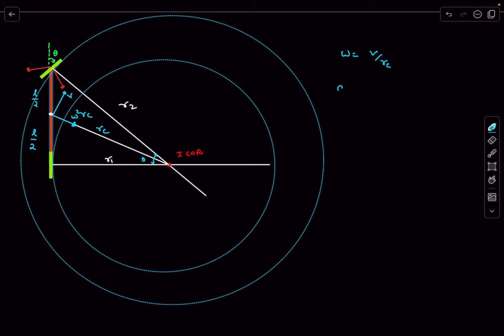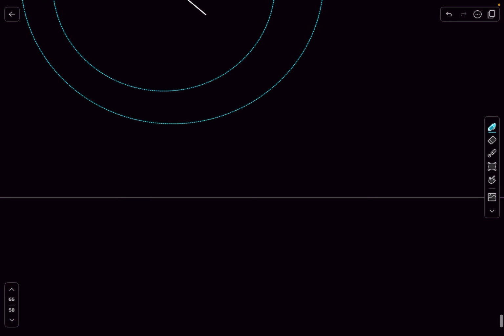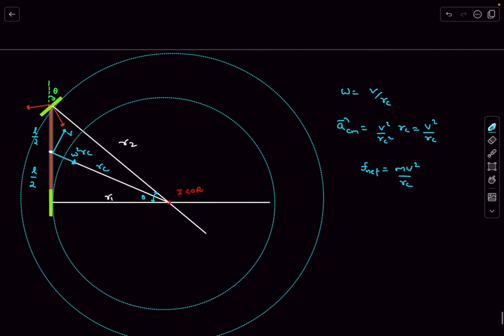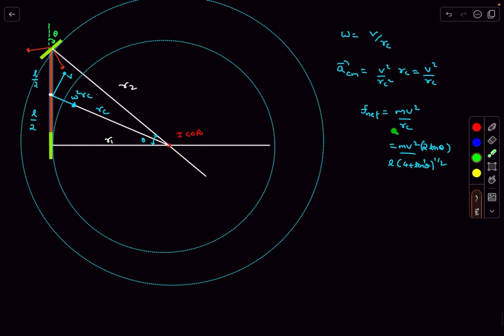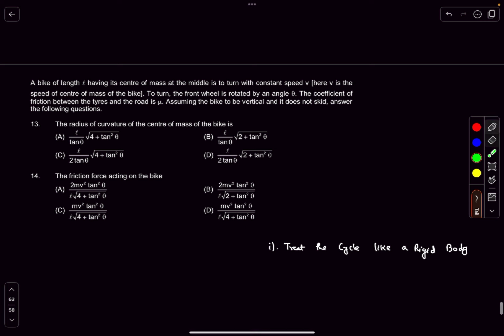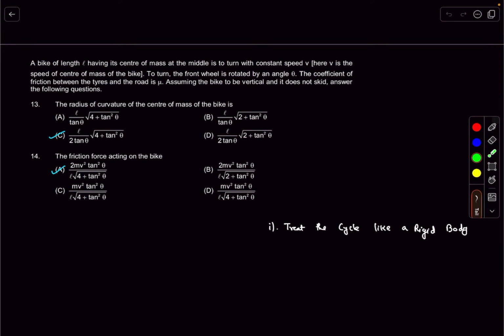Once we have that, we can write the acceleration of the center of mass as omega square times rc, which is v square by rc. And once we have the magnitude of acceleration of the center of mass, we can write the net friction force as mv square by rc. Once we substitute the value of rc, we can get the net friction force in terms of theta, v and l. So the answers to these questions will be option C and option A.